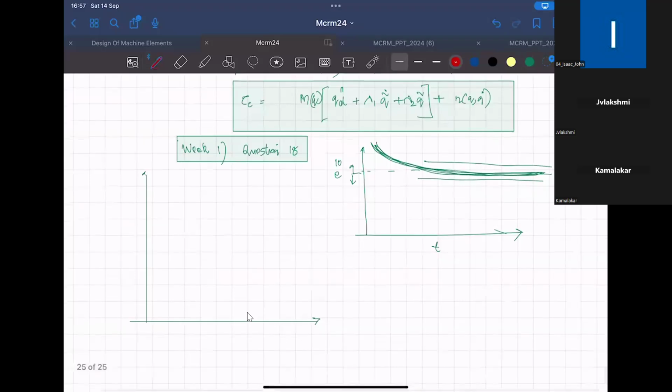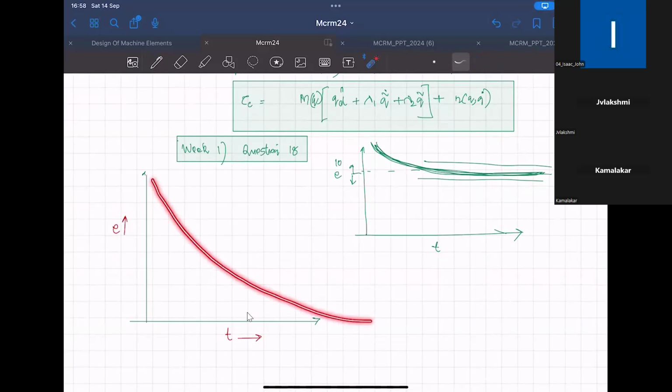Because if it creates some unnecessary doubts because the question is not properly framed, we can probably discard that question. So what I mean by asymptotically stable is, if this is the time axis and this is the error axis, asymptotic stability means as time tends to infinity, the error tends to 0. It goes like this.